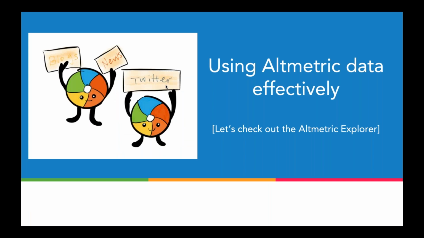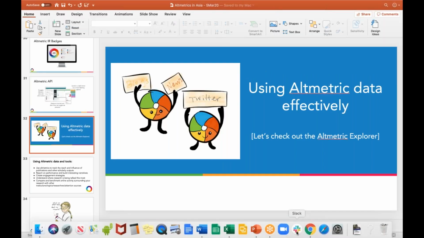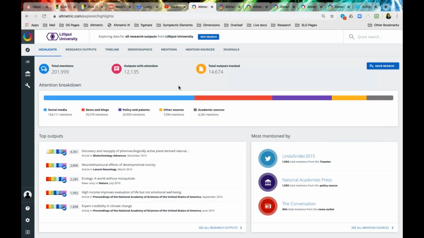So using Altmetric data effectively, this is where I am going to swap over to the Altmetric Explorer platform. Just give me a moment. And this is what it looks like. This is our demonstration instance. So it's our fake university called Lilliput University.